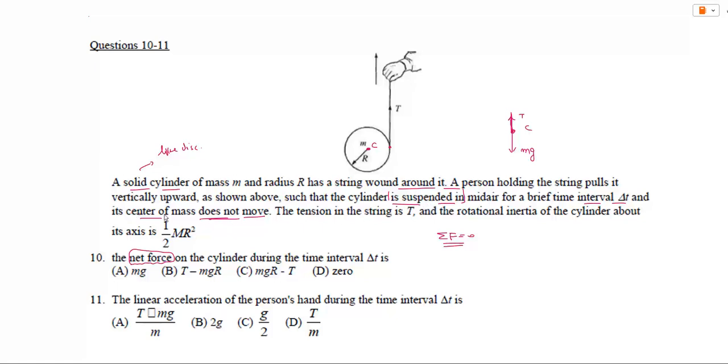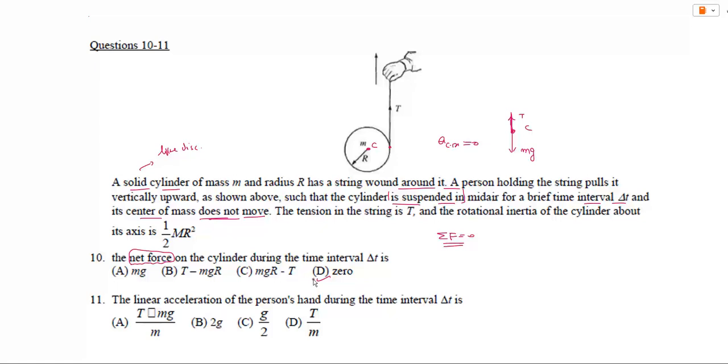He is saying that the center of mass does not move, means the acceleration of the center of mass is basically zero, means it is not moving. So when it is not moving, this means what? This means the net force is zero. Net force will be zero, na? Yeah. So when the net force is zero means what? The net force acting on the cylinder during this time interval must be zero.